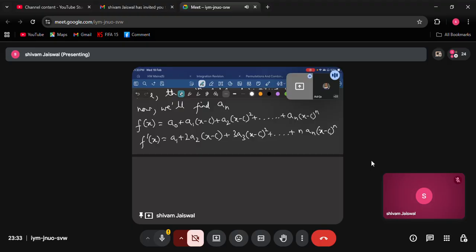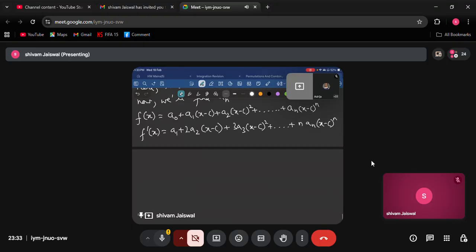I differentiated it once, so the power will be n minus 1. Tell me, are you people getting? Pallavi, are you getting? Tell me. Okay, let us differentiate it once more.